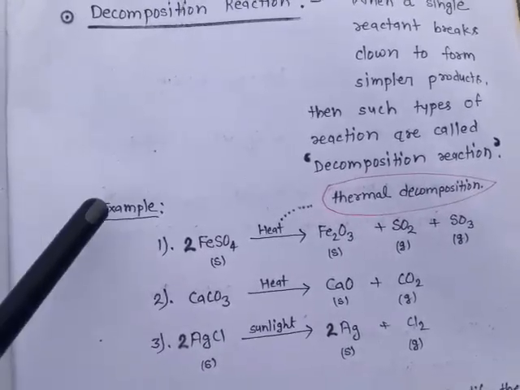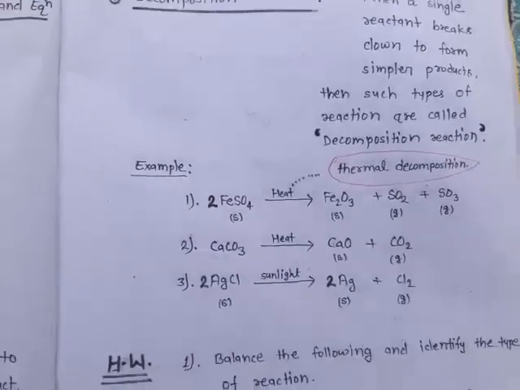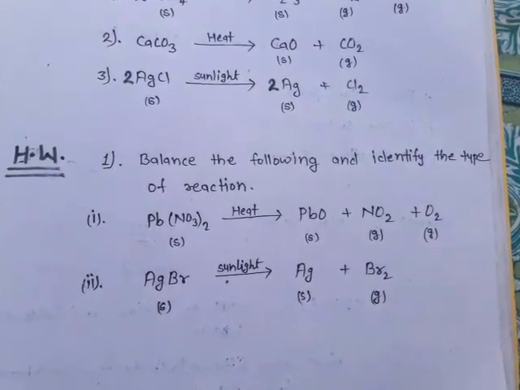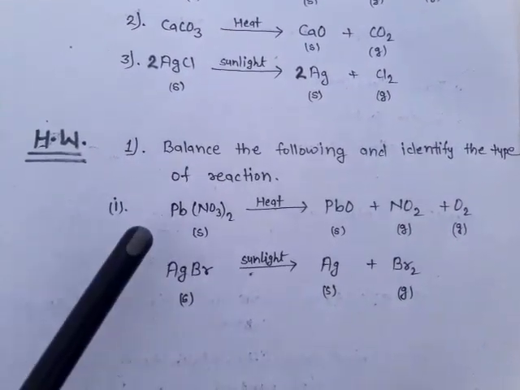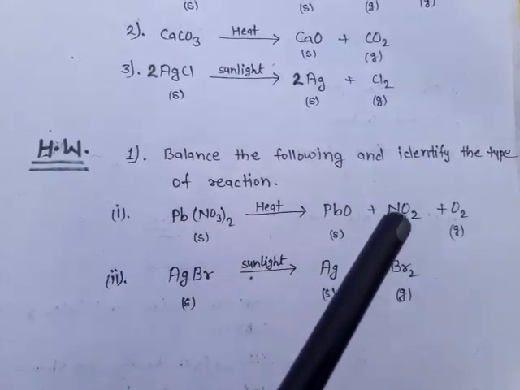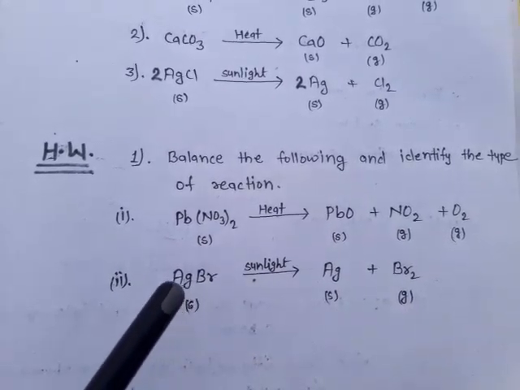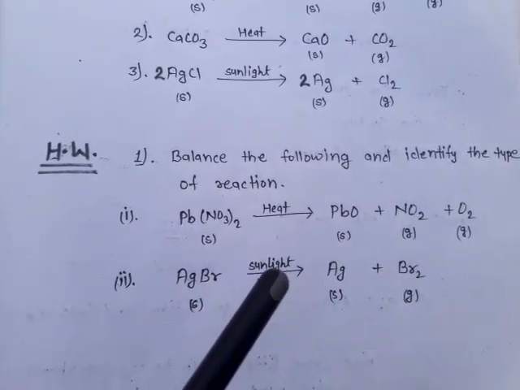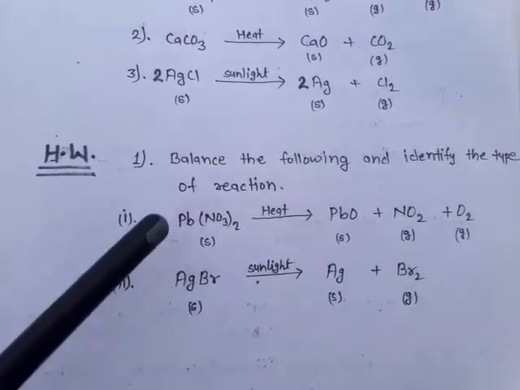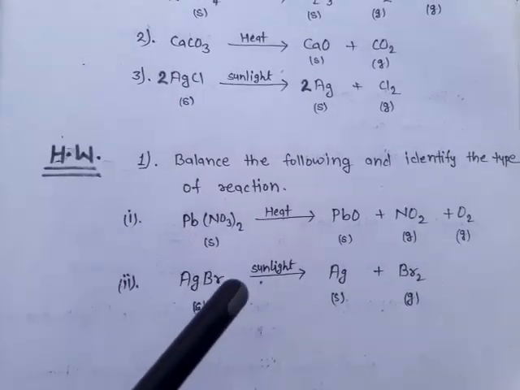Using these decomposition reactions and combination reactions you can solve your homework. Your homework is to balance the following and identify the types of reaction. First, lead nitrate is heated to form lead oxide, nitrogen dioxide and oxygen. And the second one is AgBr, silver bromide, decomposing in the presence of sunlight to form silver and bromine. You can balance both equations and also identify the types of reaction.